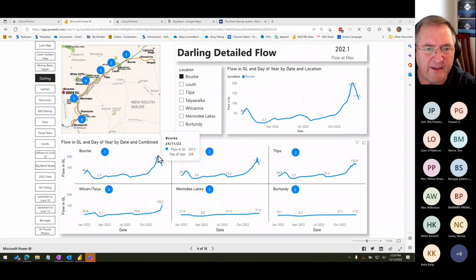One thing I did to try and make it easier to work out how long it takes the water to go from one location to the other. Well, to do that, I really need a peak. You need to have a turning point so that you can work out where the peak was and when the peak flows downstream.